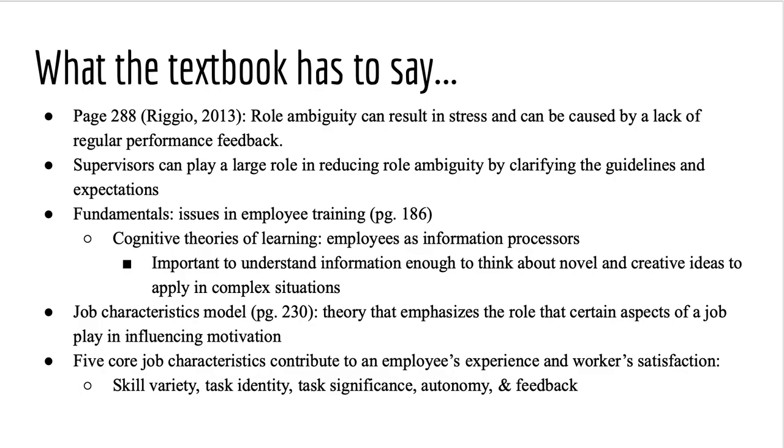I also chose to focus on the job characteristics model, which is a theory that emphasizes the role that certain aspects of a job play in influencing motivation. And what is a huge issue with role ambiguity is the lack of motivation that follows it. The 5 core job characteristics that contribute to an employee's experience and worker satisfaction are skill variety, which is the degree to which a job requires a variety of different skills needed to fulfill a task.